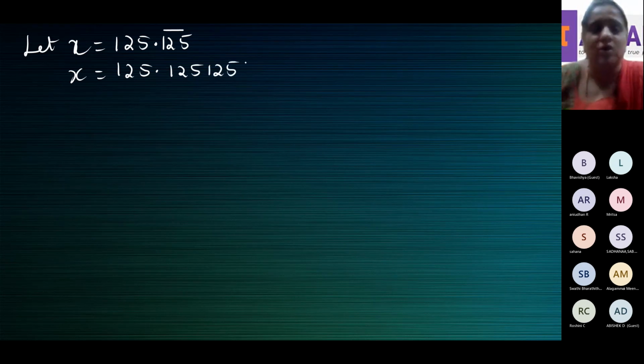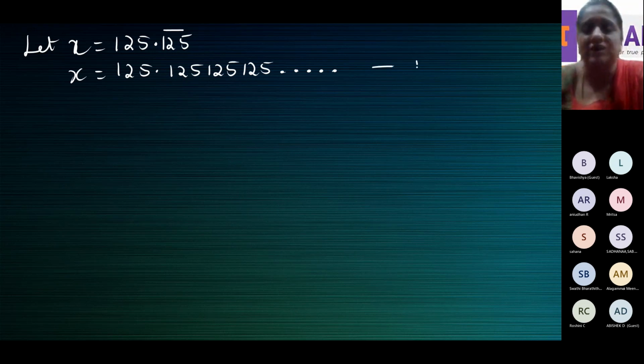So for that, x is equal to 125.125 recurring. This is the first step. Next step, we say let x be equal to 125 point, 125 recurring. 125, 125, 125 goes on forever. And we call this equation 1. Next, we'll have to construct equation 2.